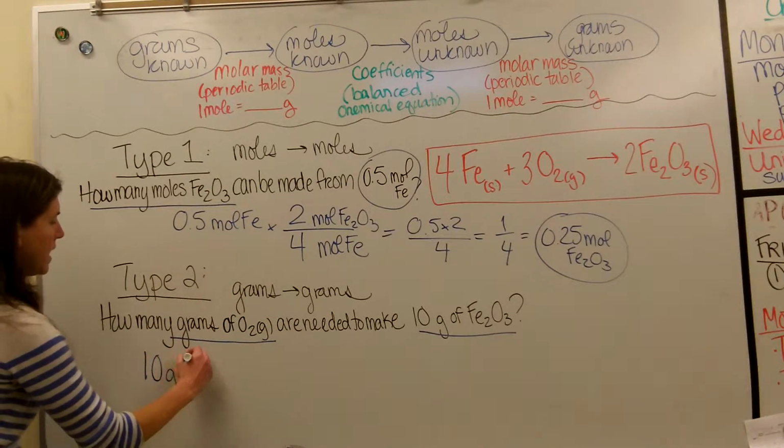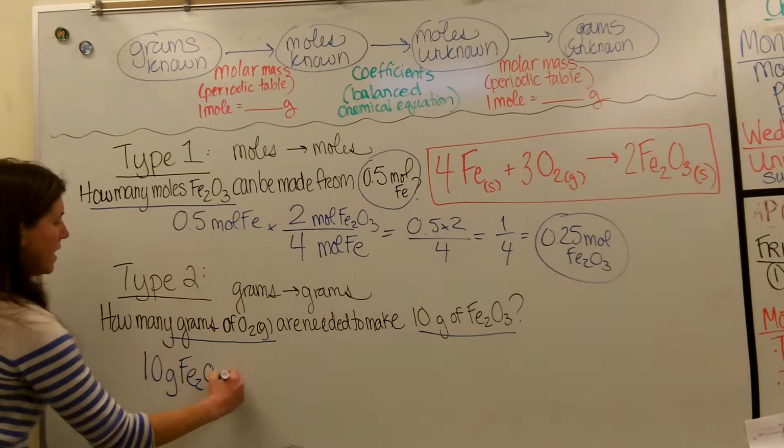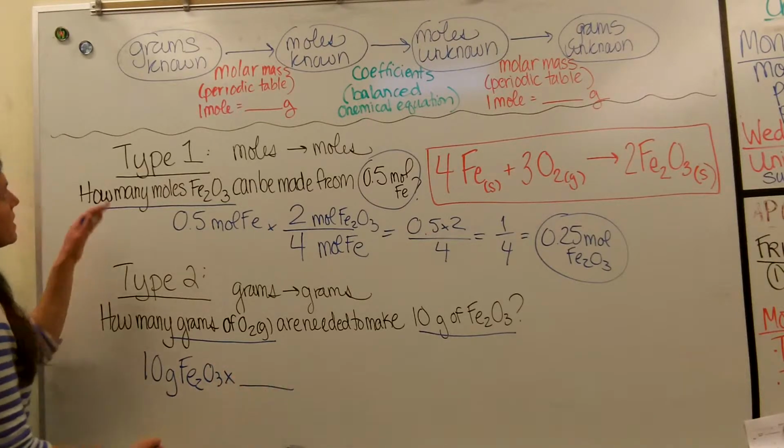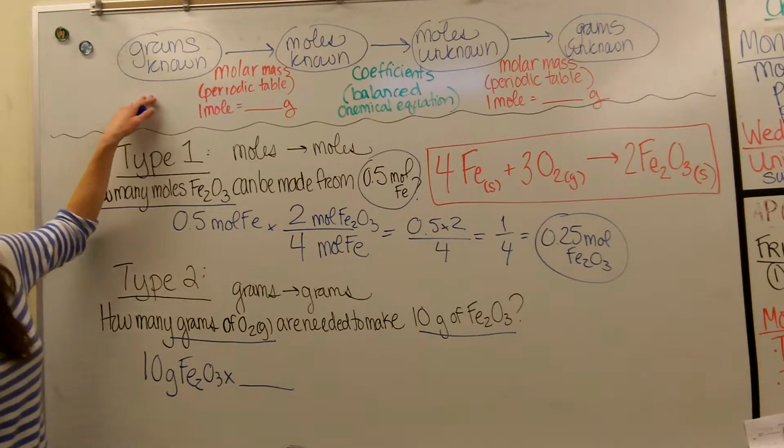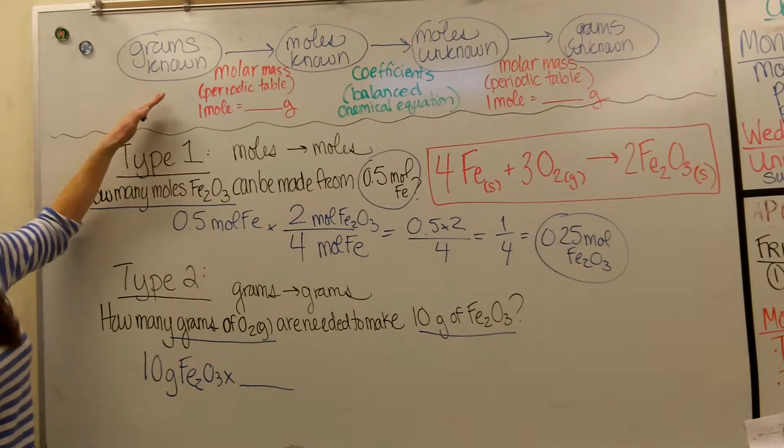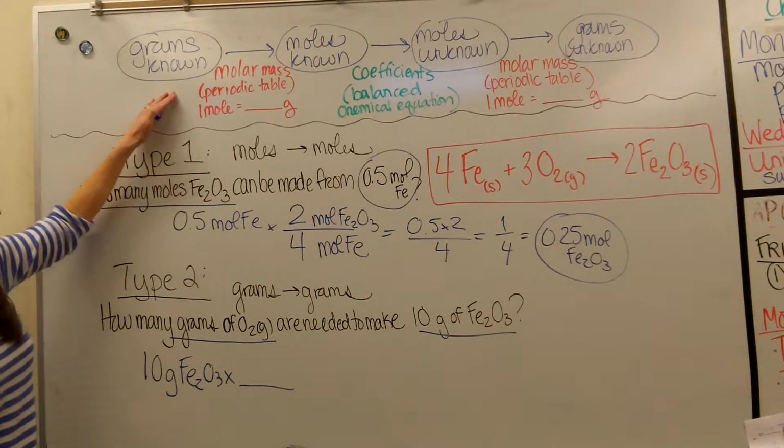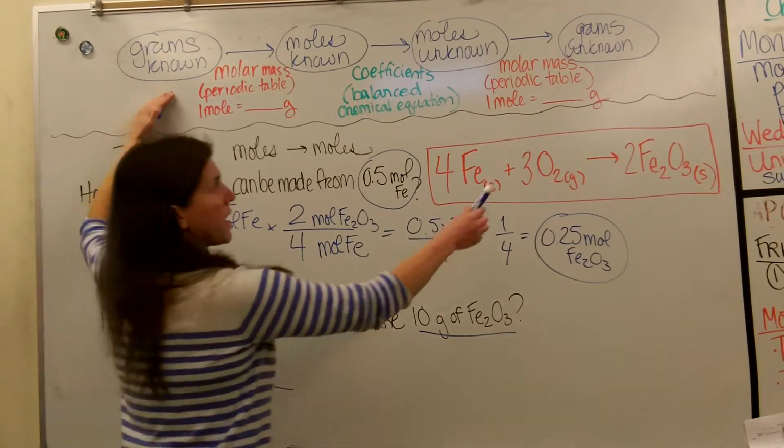10 grams Fe2O3. Then I might look here at my mole map and say, well, how many steps is it going to take me to get to the answer? I'm starting with grams of one thing, my known, and I'm trying to figure out grams of something else.